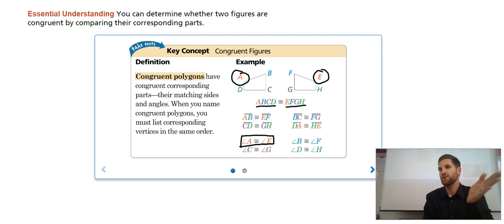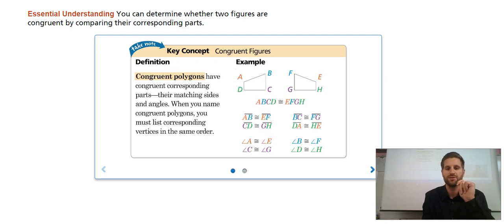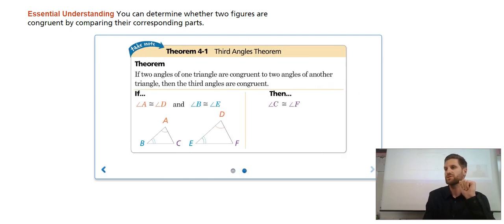Okay? Just like we have corresponding angles, we're also going to have corresponding sides. So A and B is right next to each other, so we know side AB should be congruent to side EF. And if we look right here, it is. Remember, you guys are taking notes on this, so make sure you pause the video and copy everything down that you see right here. But all we're doing basically is saying if we have congruent polygons, all their corresponding parts and segments are congruent.